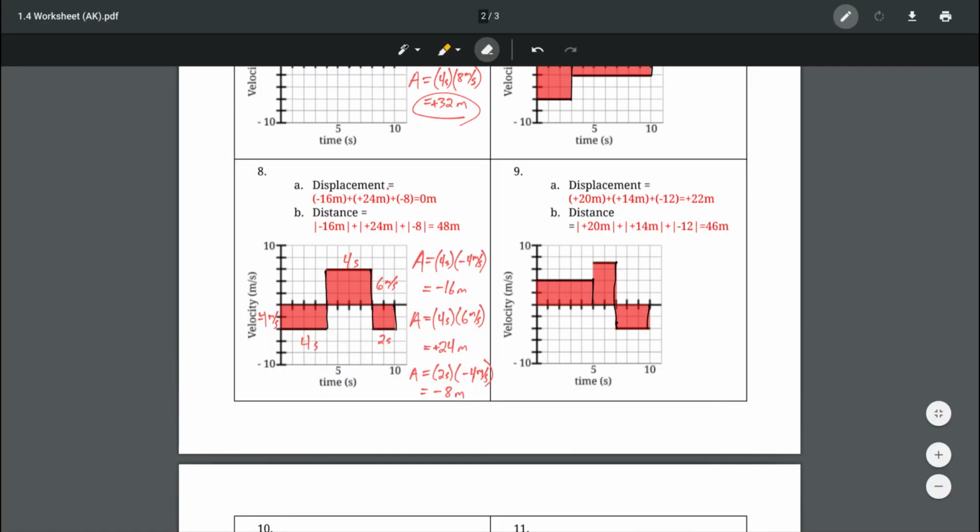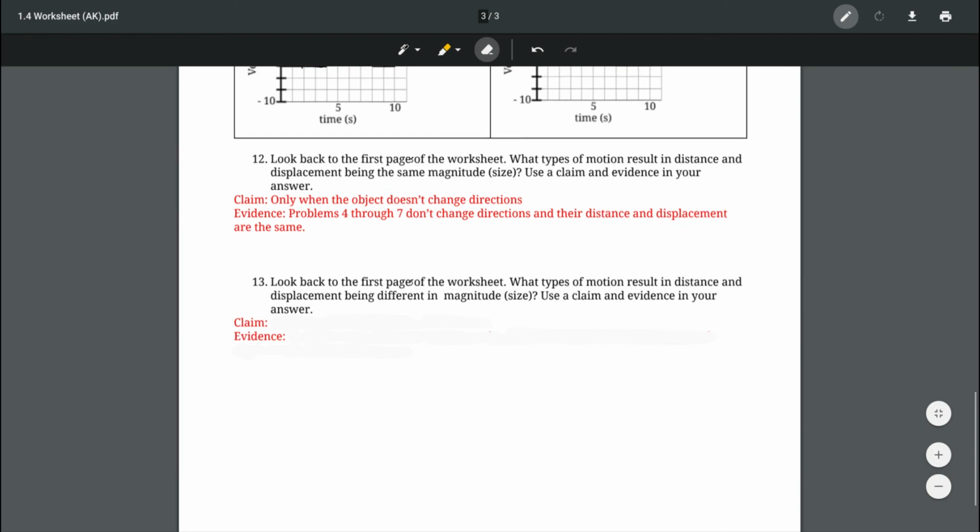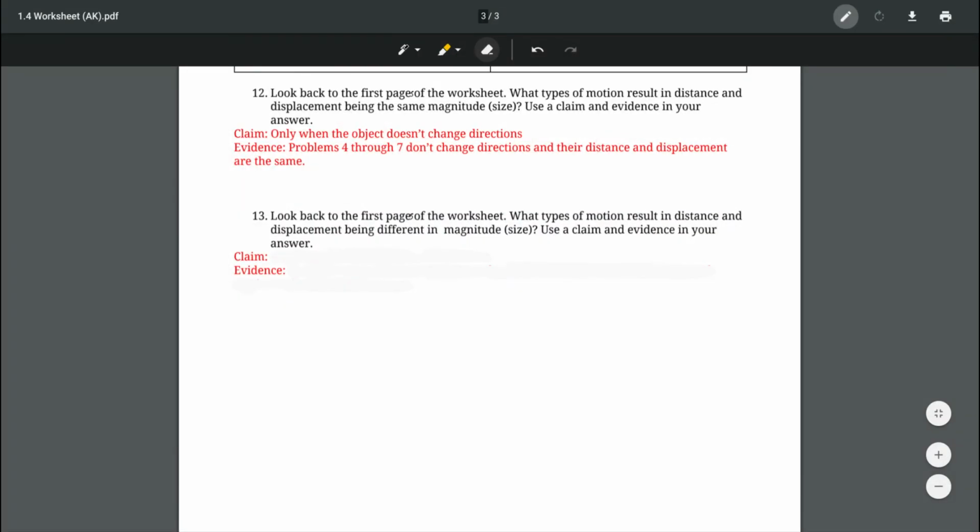In number 8, it starts going to the left, then goes to the right, and then goes to the left again. In number 9, the object starts going to the right, it changes speed, and then it starts going to the left at the end. And when they change direction, that's when we start to have positive and negative displacements, so that when we find the absolute value of them calculating the distance, that starts to make that number different than our displacement. And so, number 13, the claim of what type of motion results in distance and displacement being different sizes is when an object changes directions.